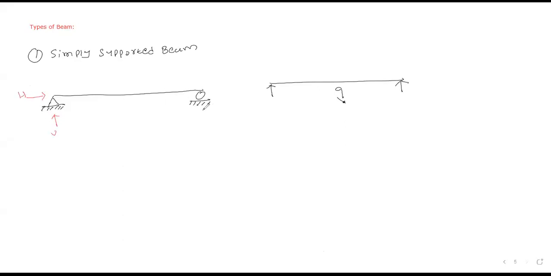How many reactions will come on the roller support? Only one. There is no inclined reaction, keep that in mind. Only 2 reactions, vertical and horizontal, for hinge support and 1 reaction for roller support.